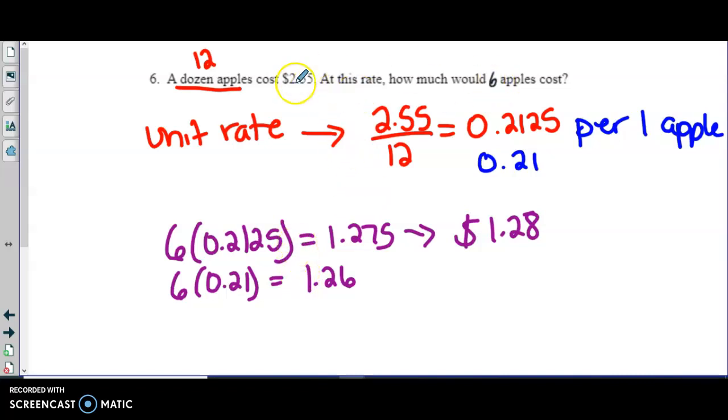Since it doesn't say in here how to round, I'm a little bit confused, but I would probably keep the whole amount here and then round at the very end. But to solve this problem, first thing you got to do is get the unit rate. So take your price, divide it by 12, get your unit rate, and then multiply it by however many apples you want to buy.